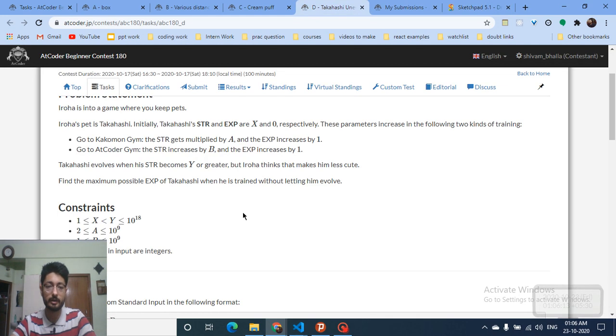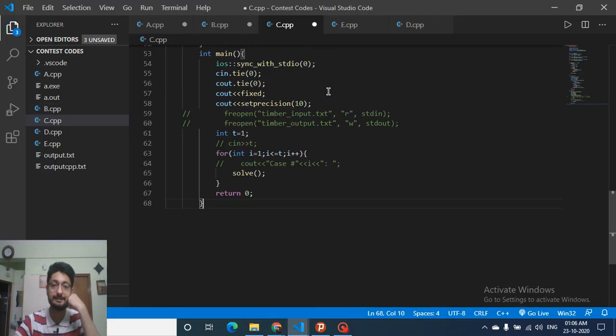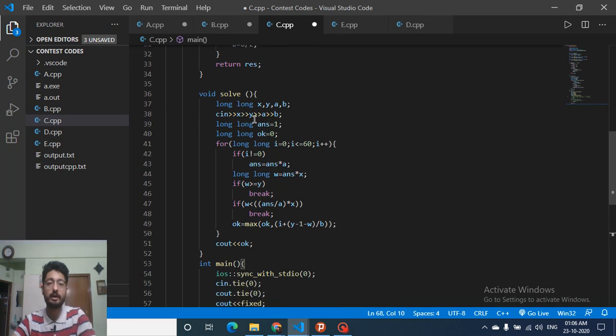So I'll move on to the code part now. The thing here is that you have to take care not to overshoot or overflow, and I'll tell you how I deal with this. Okay, so this is the code. As you can see, take the input of x, y, a, b.